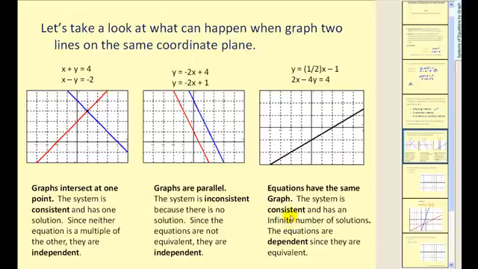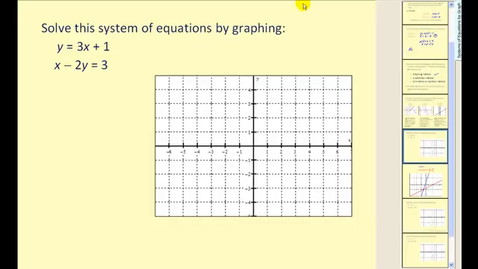So in general, if the system has at least one solution, we call it a consistent system. And if the two equations are different, we have an independent system. And if the two equations are the same, we have a dependent system. I don't focus too much on this vocabulary, but your instructor may. Okay, so let's give it a try.